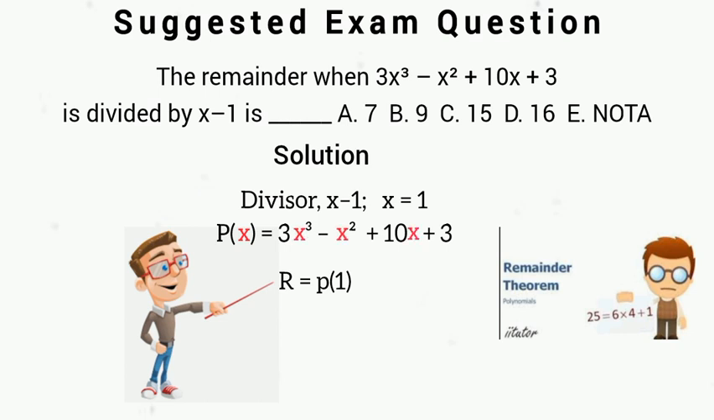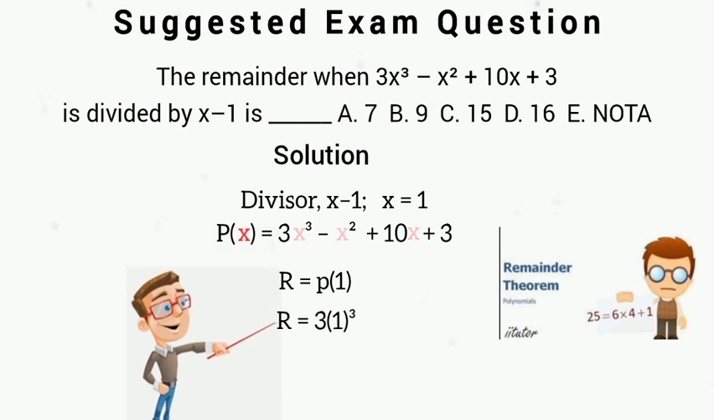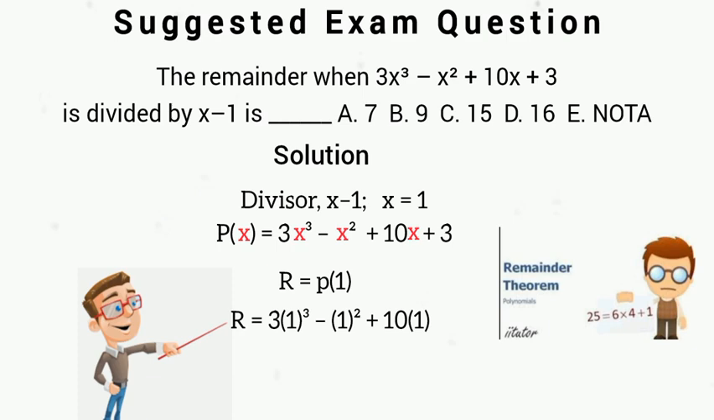Our remainder is going to be equal to 3x raised to the power 3. In place of that x, you fix 1. So we are going to get 3 bracket 1 close raised to the power of 3. Then minus x squared. In place of x, you fix 1, which is its value. So you have minus open bracket 1, close that bracket, raised to the power of 2. Then the next term there is plus 10x. In place of x, you are fixing 1. So you're going to have 10 bracket 1. Then plus 3. This is cool.